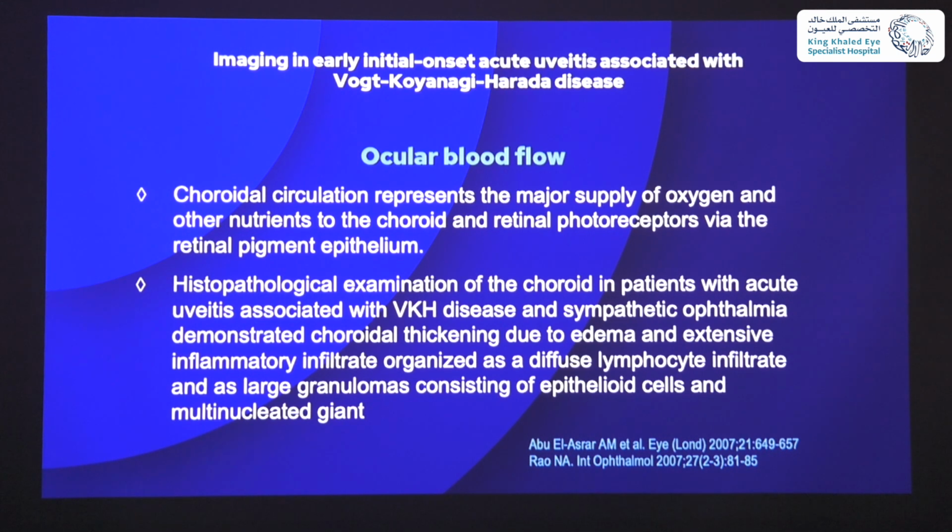Why will the choroidal circulation be affected in active VKH disease? If you look at histopathology, as I did many years ago when I looked at sympathetic ophthalmia, you will find that the choroid in these patients, in the acute phase of the disease, is very thickened. Why thickened? Because of edema and because of severe granulomatous inflammation. And the edema and the granulomatous inflammation will compress the vessels and will cause what's called inflammation-impaired choroidal circulation.